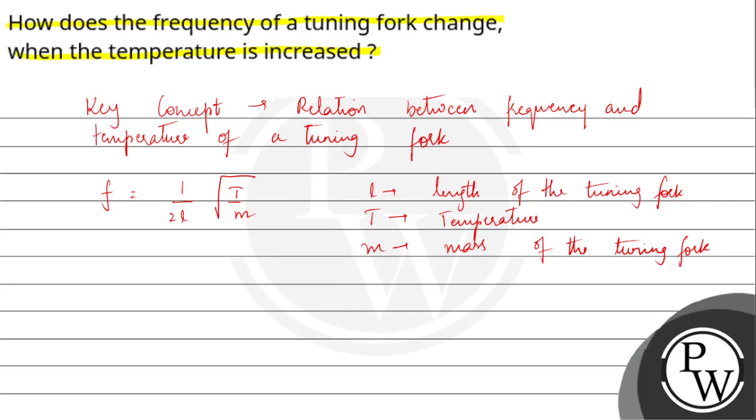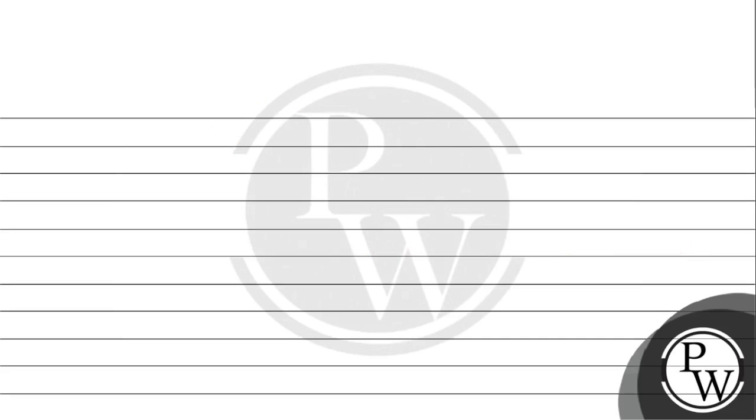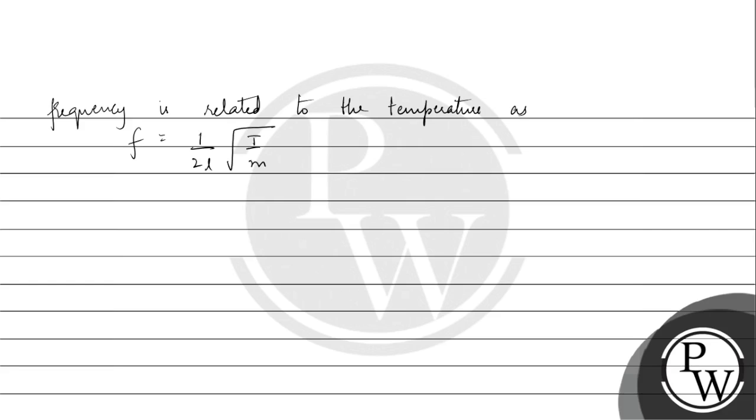सो फ्रीक्वेंसी is related to the temperature as F is equal to 1 by 2L root T by M. तो अभी let us see how L and T will vary.